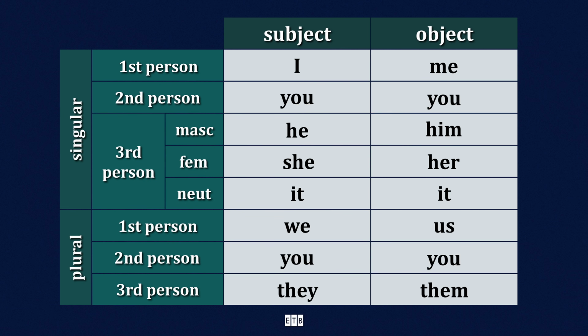Let's review. Personal pronouns replace nouns to make sentences shorter and clearer. We use subject pronouns for the doer of the action and object pronouns for the receiver. Keep practicing and soon you'll use them naturally.